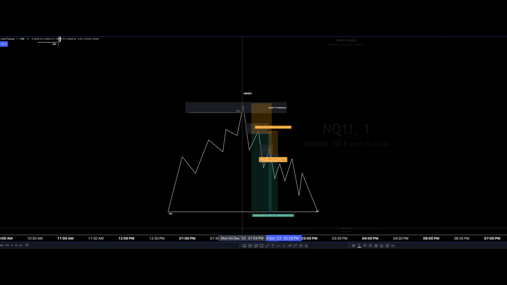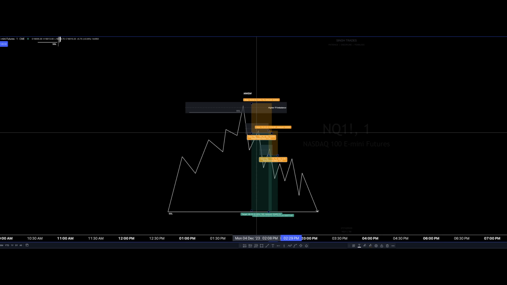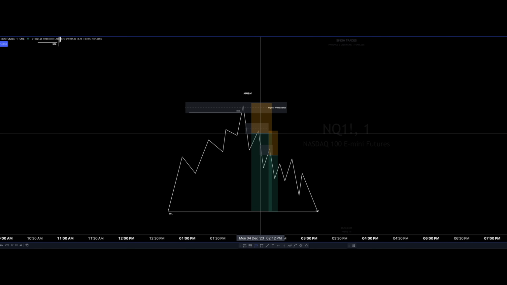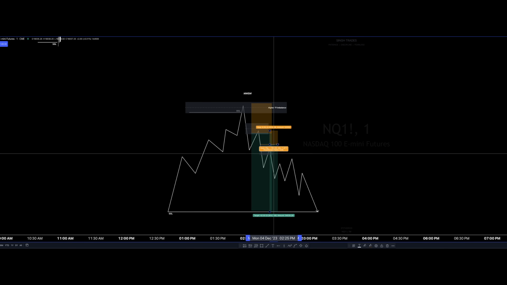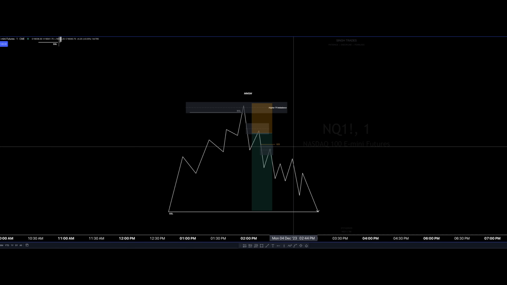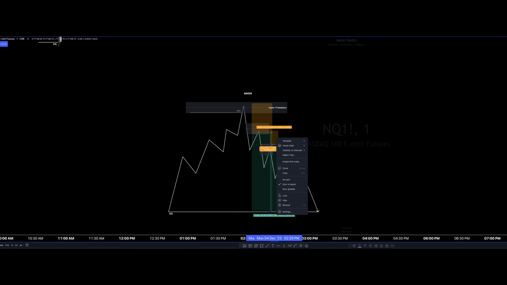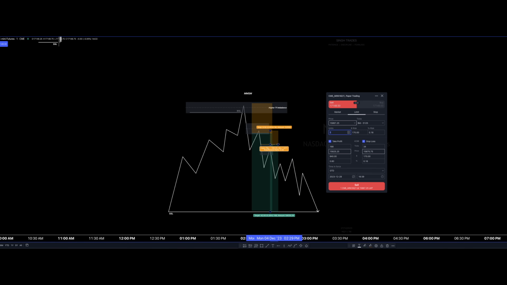And now my average fill is going to be half of my first entry and my second entry. So if my first entry was here, second entry was here, half of that. So now this will be my average entry, or my average fill you can say. So now I'm in with 2 contracts. I'm risking 340 and I'm now making 1,700. So I'm risking the same but making double the amount.